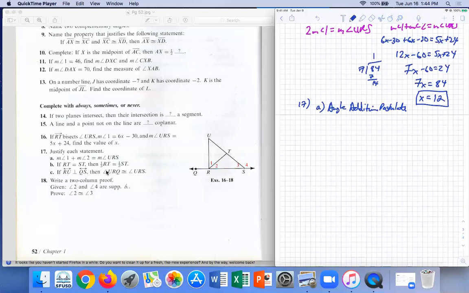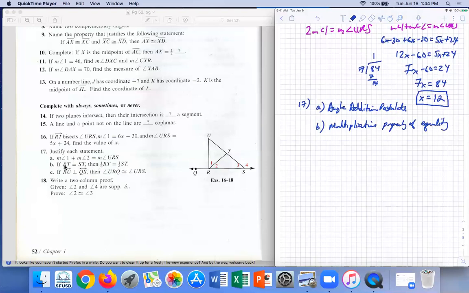All right, letter B: if RT equals ST, then 1/3 RT equals 1/3 ST. So this is a property of equality. You see how it remains equal here? You're saying if you're given RT equals ST, how is it changing? You are multiplying both sides by 1/3. So I would say this is the multiplication property of equality. We are multiplying both sides by 1/3.